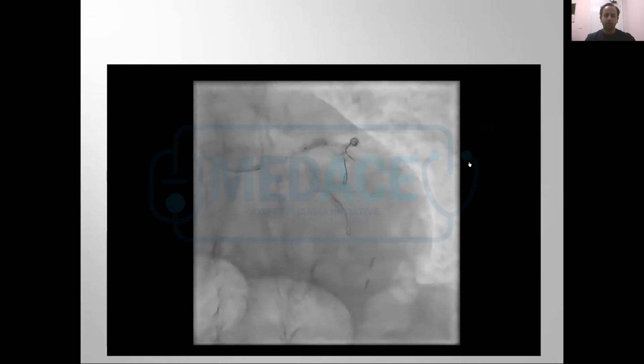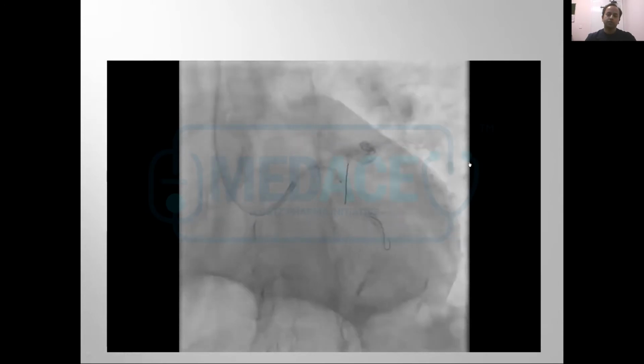Now after rota, we did PTCA with a 3.5 NC balloon at 20 atmospheric pressure. And in the previous slide, we can also see that we have already crossed another wire into the circumflex, and we have also crossed a side-by-side wire into the LAD along with the rota floppy. So this is the PTCA of the left main to proximal LAD.